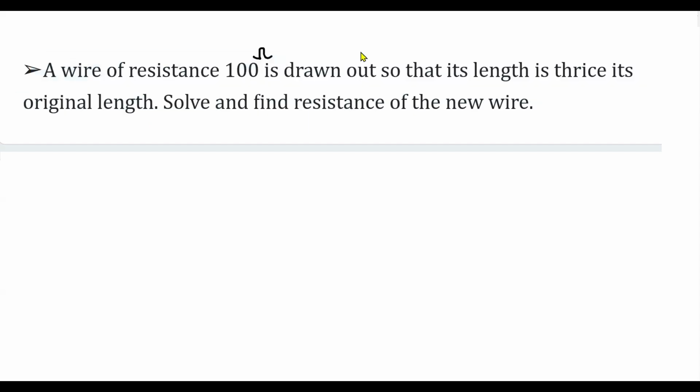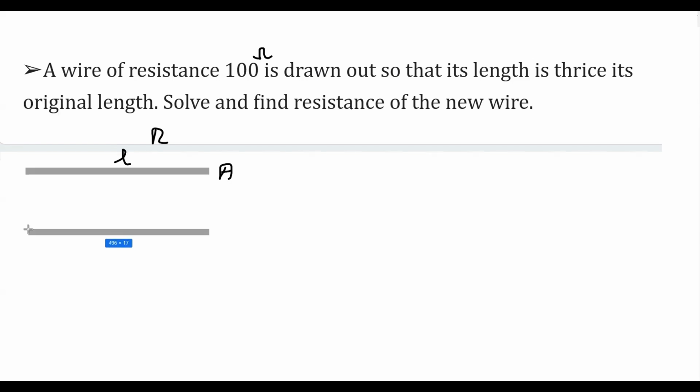So let's say I took a wire. This is the wire, and I took its length to be L, area as A, and the resistance as R. Now check here. This is drawn to thrice its length, like this is the original wire, right? Drawn to its double, not double, sorry, thrice its length, means it is stretched so that its length becomes three times its original length.